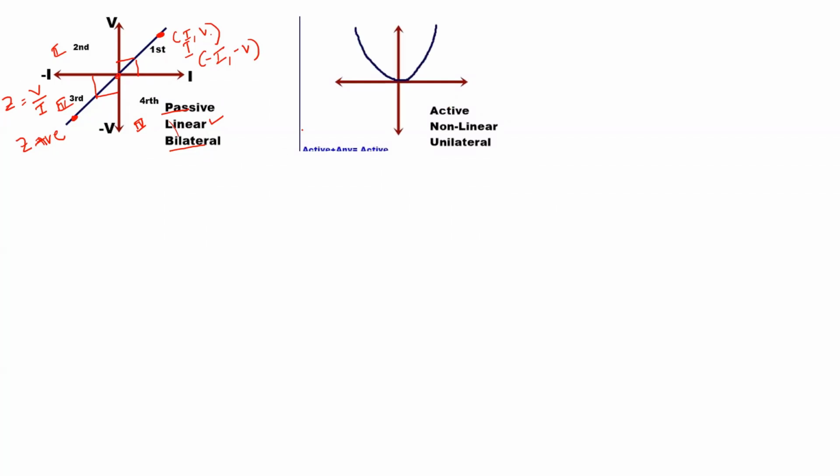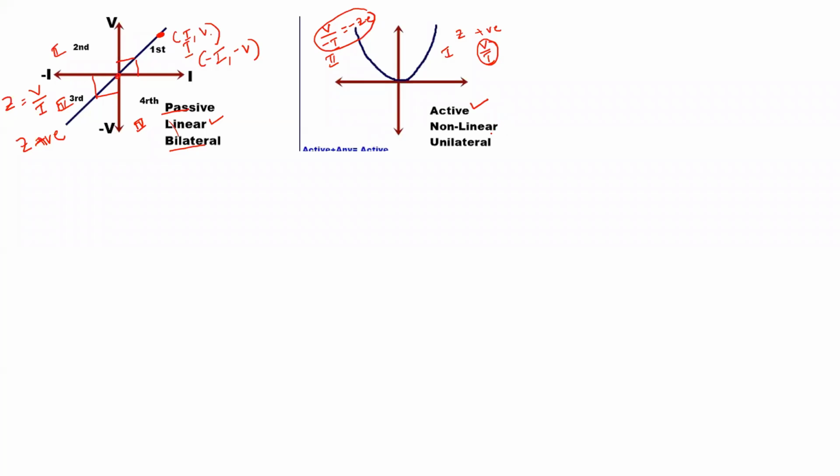Consider the next example. The VI characteristics lie in the first quadrant as well as the second quadrant. In the first quadrant, impedance is positive because V is positive, I is positive, and the ratio of those two is positive. The VI characteristics lie in the second quadrant as well. In the second quadrant, V is positive, but I is negative. As a result, impedance is negative here. So it cannot be a passive element, so it is an active element.